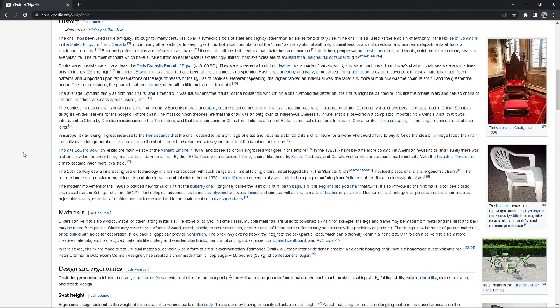In rare cases, chairs are made out of unusual materials, especially as a form of art or experimentation. Raymond Surrealis, a Latvian interior designer, created a volcanic hanging chair that is handmade out of volcanic rock. Peter Brenner, a Dutch-born German designer, has created a chair from lollipop sugar, 60 pounds of confectioner's sugar.